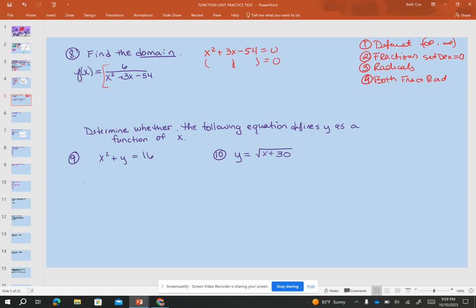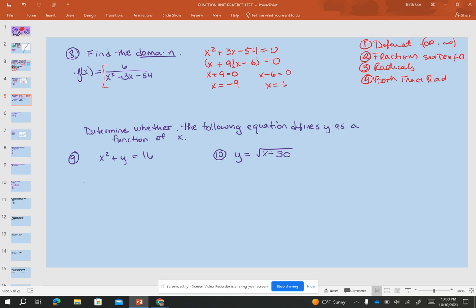This is a quadratic, so I'm going to factor it. Multiply to give me 54 and subtract to give me 3. How about 6 and 9? And so that would be a +9 and -6. So x plus 9 equals 0, meaning x equals -9. And x minus 6 equals 0, x equals +6.